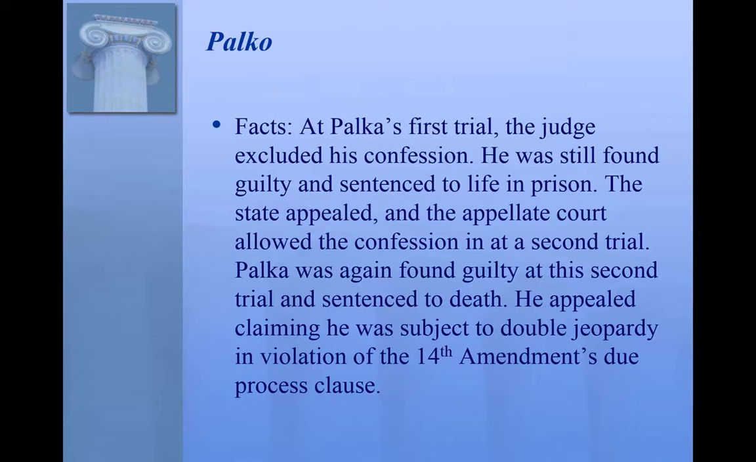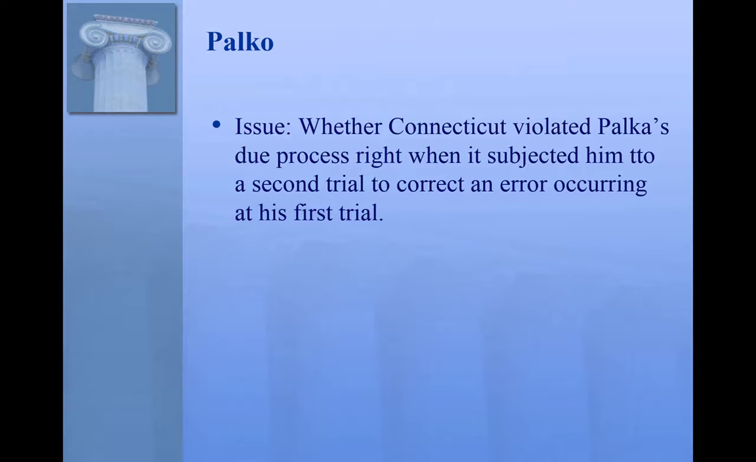They hold a completely other second trial. New jury, evidence that was excluded is now presented to them. At the second trial, they find him guilty of first-degree murder and sentence him to death. Palka doesn't like this outcome, so he says you've deprived me of my right against double jeopardy, and that violates the 14th Amendment's due process clause, and so he sues. This goes all the way to the Supreme Court, and the issue there is whether Connecticut violated Palka's due process right when it subjected him to a second trial to correct an error occurring at his first trial.